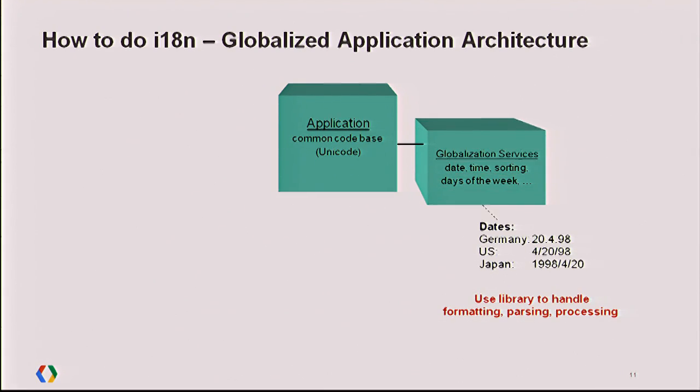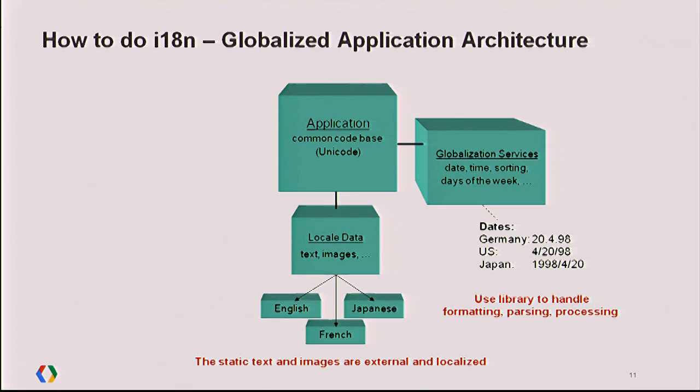The next set, which you would essentially separate out in meaningful ways, is the globalization services. Anything that is language dependent, so it could be things like handling of date, time, currencies, displaying them correctly, extraction, and anything which is language dependent would essentially fall under here, and you would use different libraries to handle them effectively. The next set is the locale data.